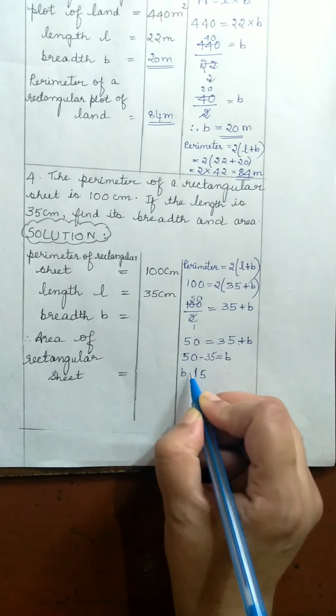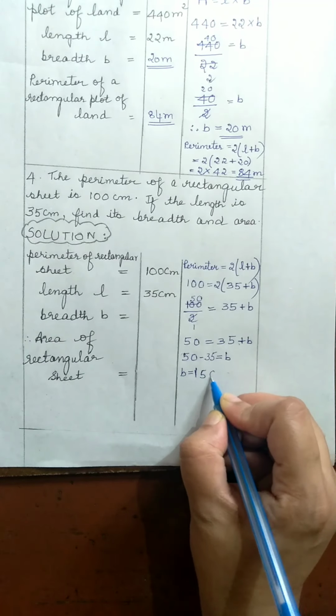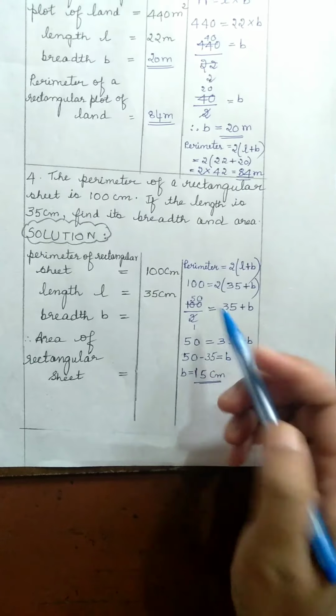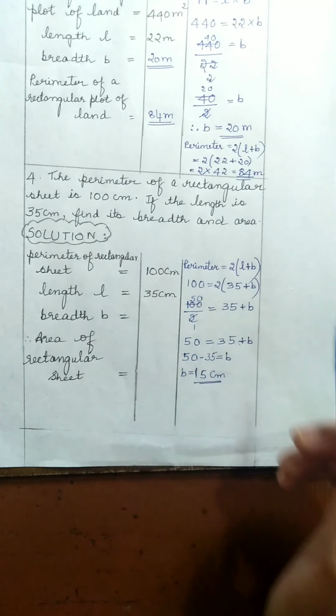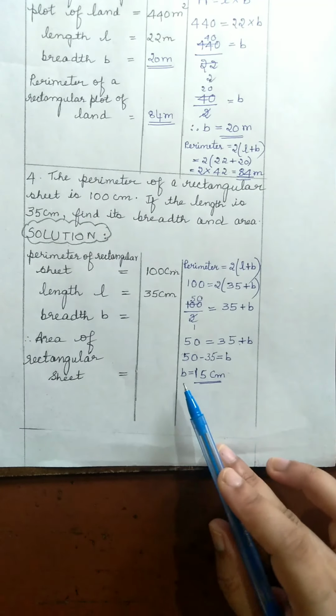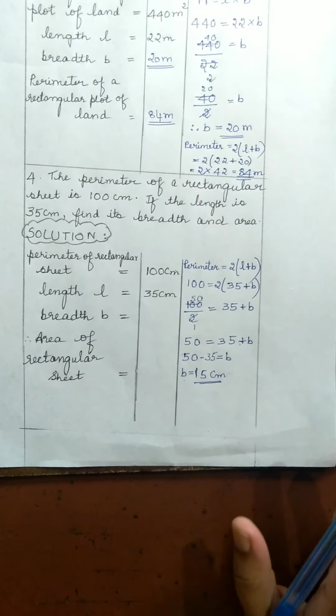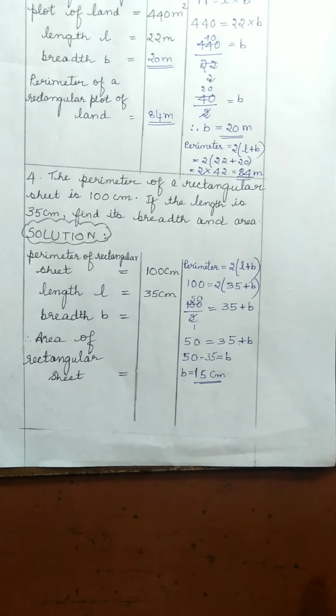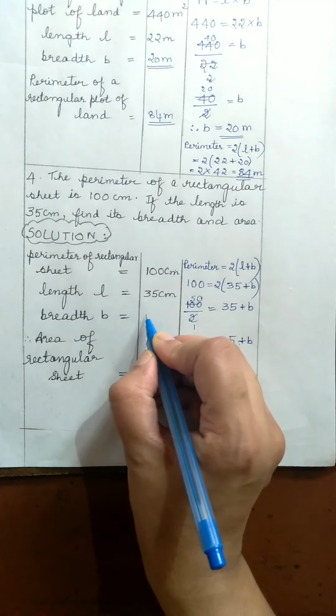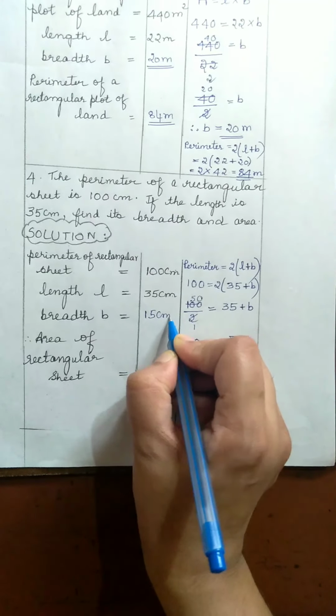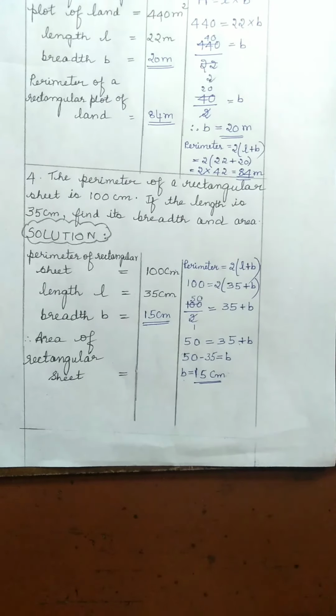Therefore, breadth B is equal to 15 centimeter, because in the question the unit is given in terms of centimeter. Therefore, the answer will also be in centimeter. Therefore, the breadth measurement is 15 centimeter. This is the breadth measurement.